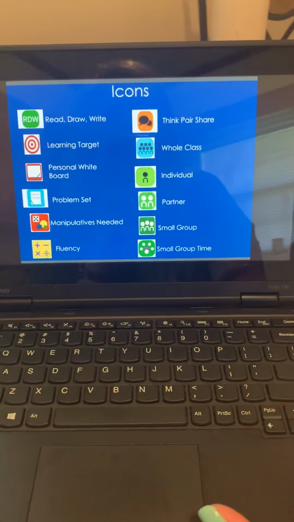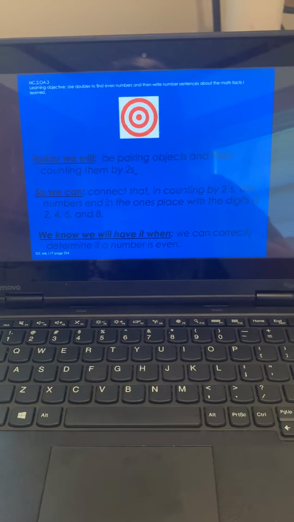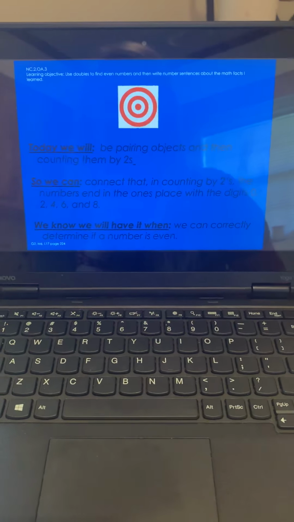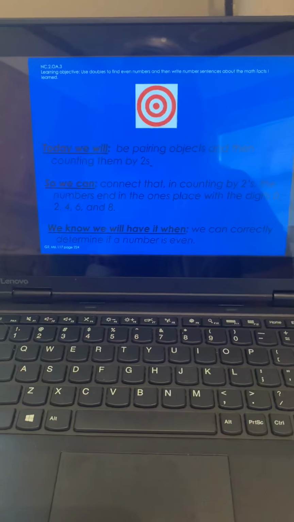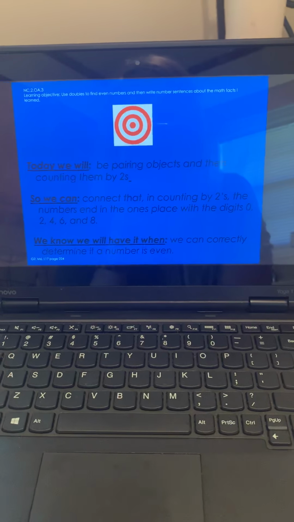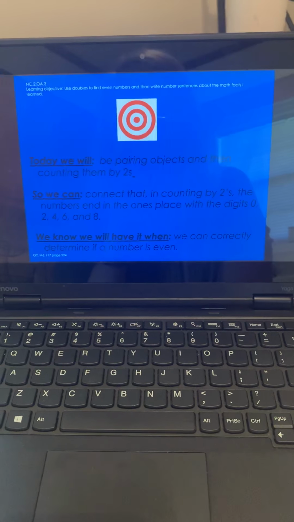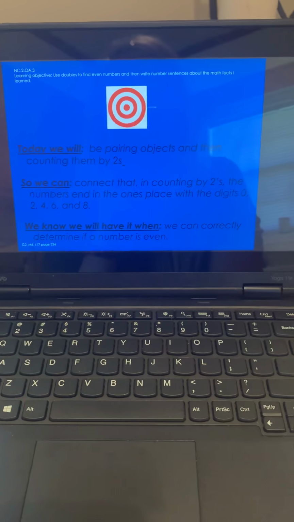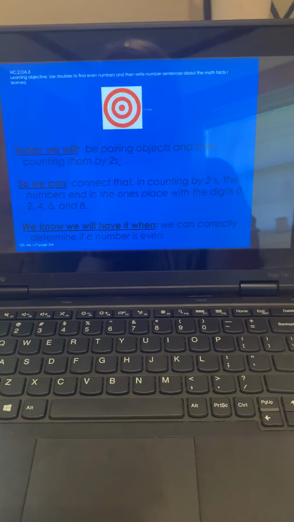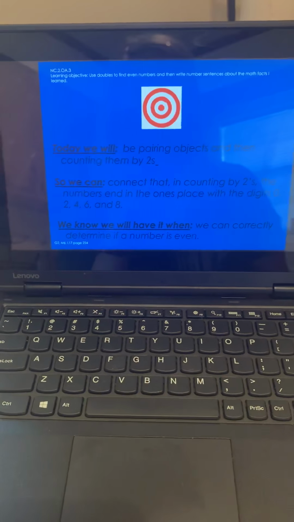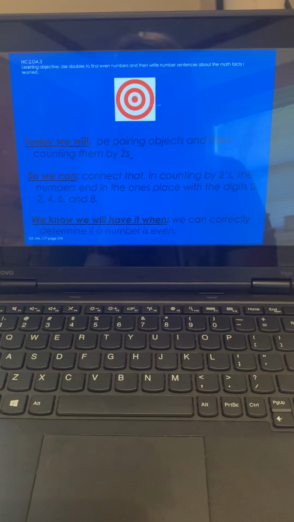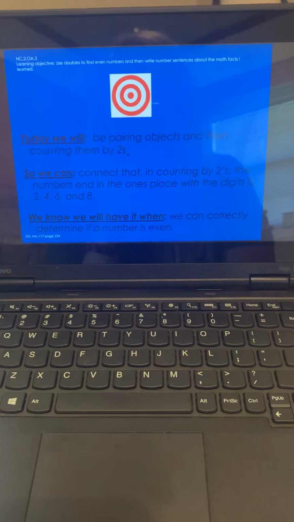So today we are going to be pairing objects and then counting them by twos. We're doing that so that we can connect that idea in counting by twos, that the numbers in the ones place are the digits 0, 2, 4, 6, and 8. So we're going to see a pattern in some of these numbers that we're working with today. And we will know that we have it when we can correctly determine if a number is even.